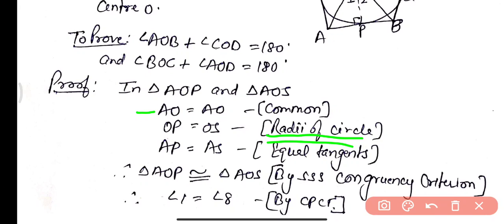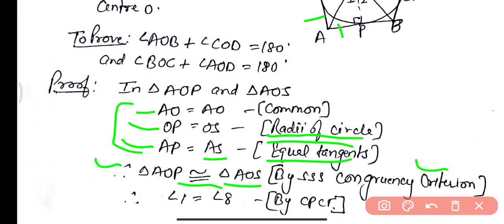So AO equals AO, common, OP equals OS, that is radii of the circle, and AP equals AS, that is equal lengths of tangents. You can say equal tangents from an external point to the circle, that is point A. So the tangents drawn from point A, that is AP and AS, are equal in length. So AO equals AO, OP equals OS, and AP equals AS. So two triangles have three sides of equal measure. So triangle AOP will be congruent to triangle AOS by the side-side-side congruency criteria.